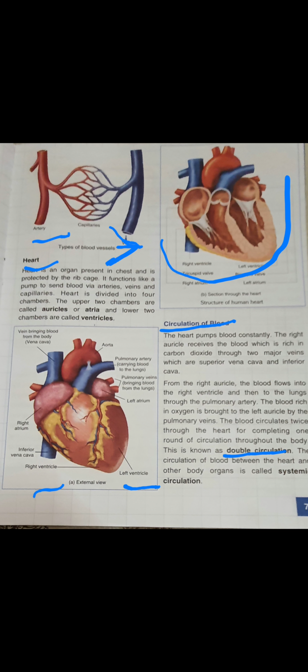The circulation of blood between the heart and other body organs is called the systemic circulation. So all the veins will get the blood which carries the carbon dioxide and take it to the heart. Heart will make it pure and then again send it to the body.